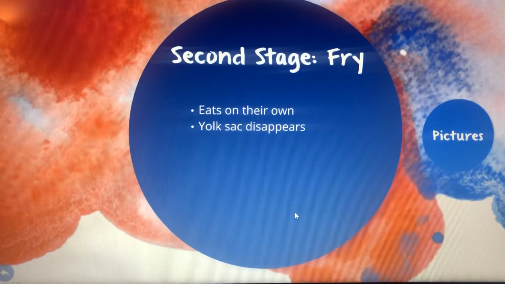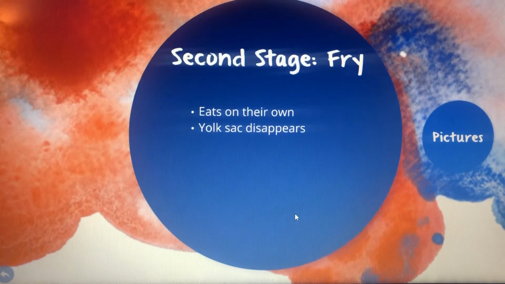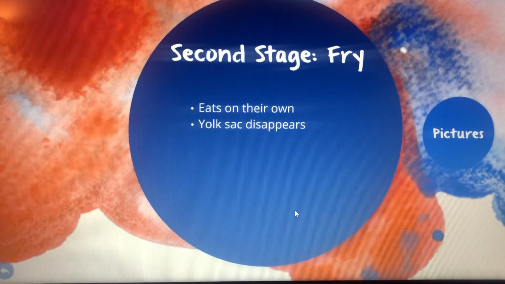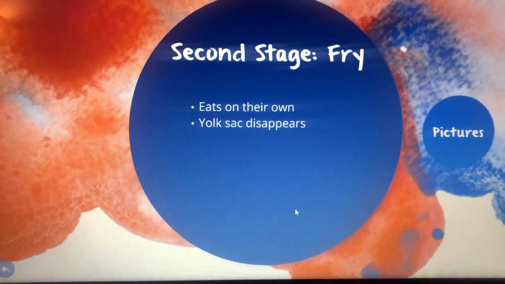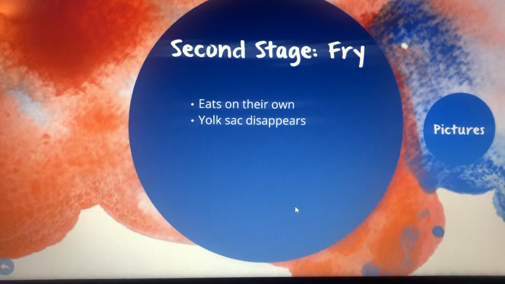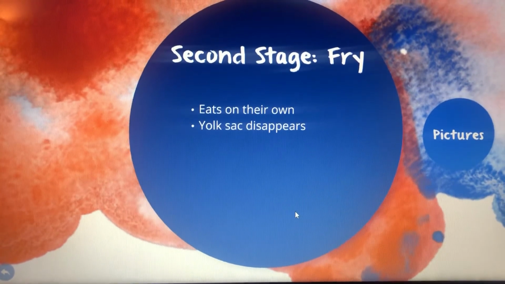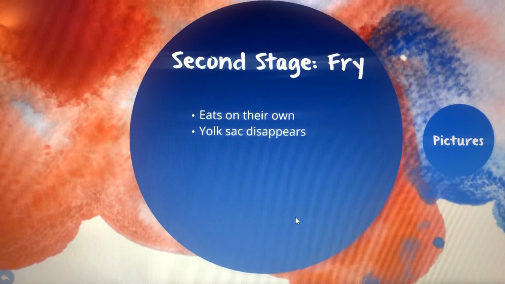The second stage of the life cycle is called a fry. This is where the fish starts to eat on its own and the yolk sac disappears. Before the yolk sac disappeared, this is how the fish would eat.